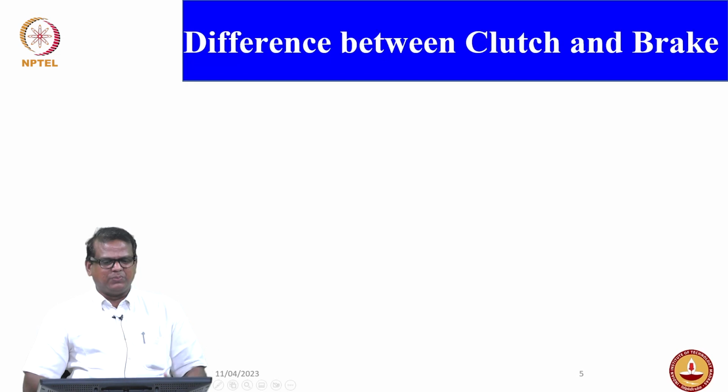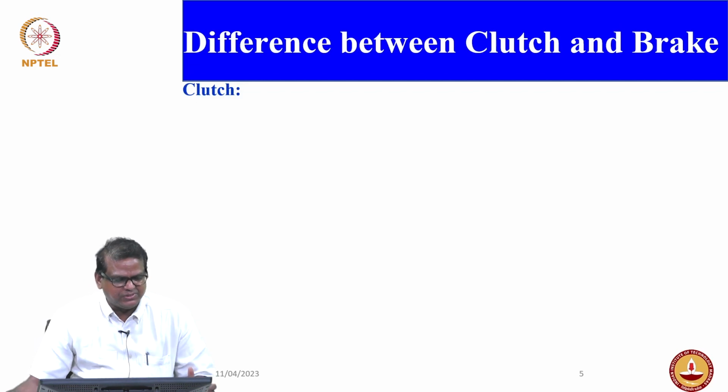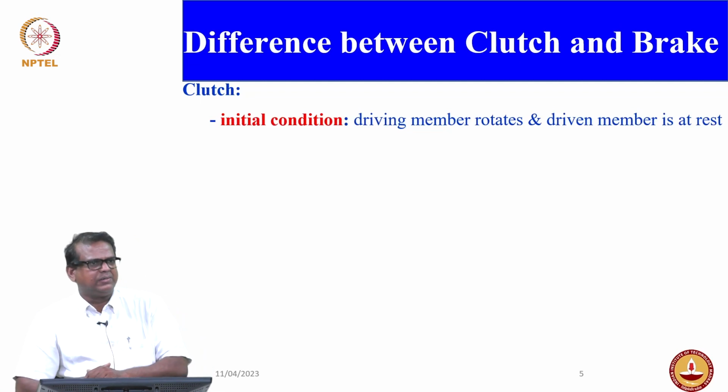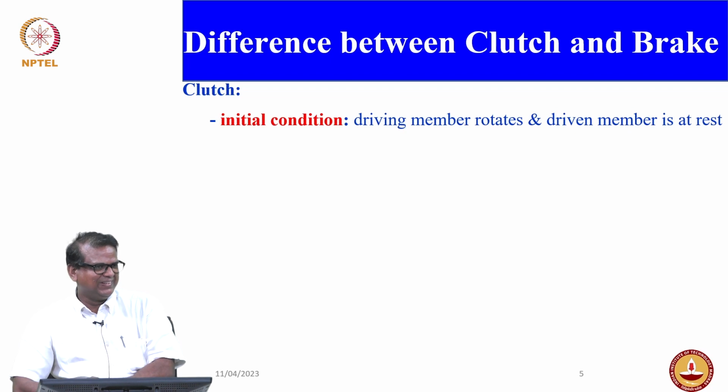So what is the difference between a clutch and a brake? Are they different or the same? Any reason? I am sure you would know now the operation of the clutch and the brake. So what is the initial condition? In a clutch, the initial condition is you have two members: the driving member rotates and the driven member is at rest. What is the driving member? What is the driven member in a clutch? What is the driving member? What is the driven member? Yes?